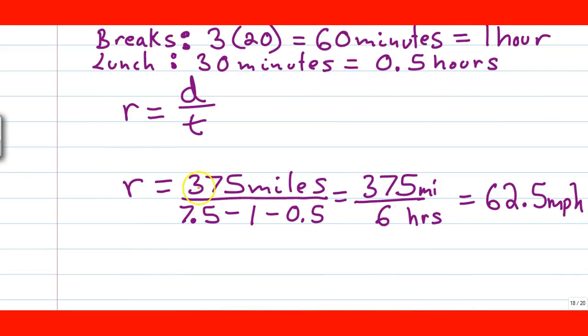So here we have it set up, the 375 miles over the 7.5 hours that they were out, minus the 1 hour for their breaks, minus the 30 minutes for their lunch break. This gives us 6 hours. Now we can complete the problem. 375 miles divided by 6 hours leaves us with 62.5 miles per hour.